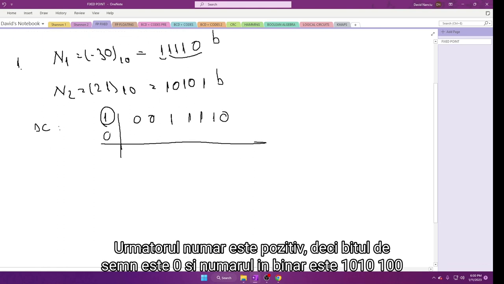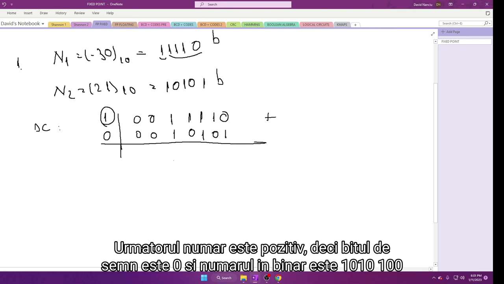It's very important. So the next number is positive, so the sign bit is 0, and this number in binary is 1010100.